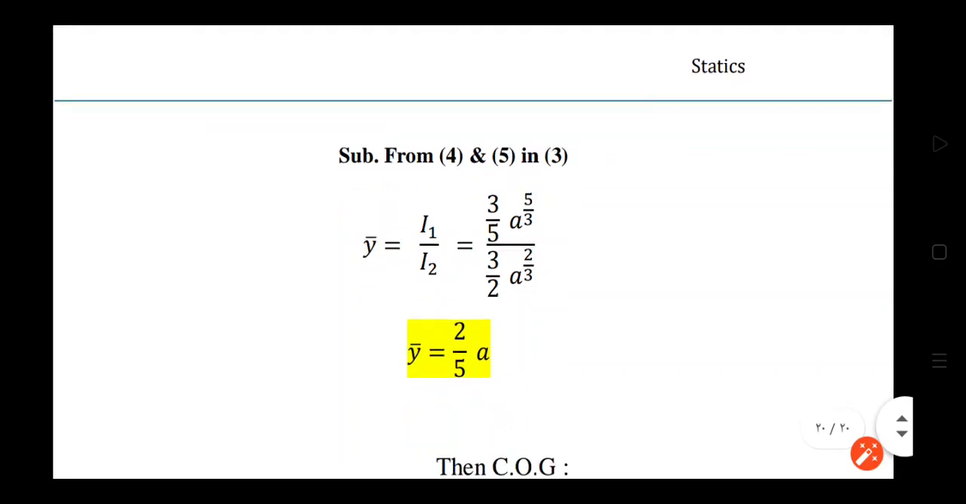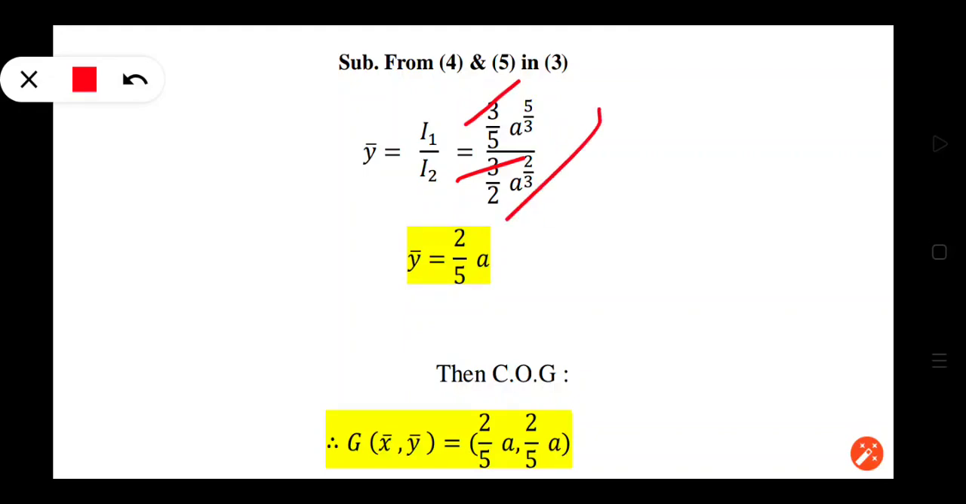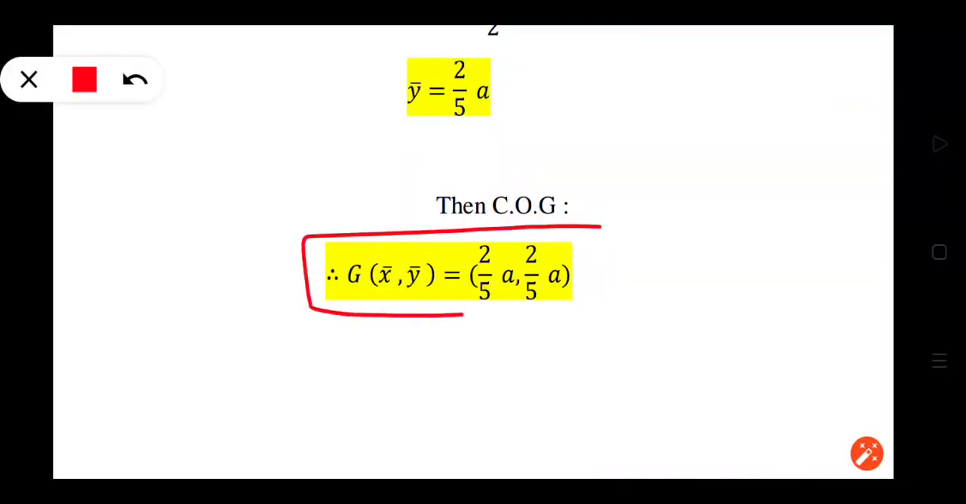We put from 4 and 5 in 3, I1 over I2. We can find y bar, cancel 3 by 3, and it will be 2 over 5 a. So the COG, center of gravity, for an astroid curve is equal to 2 over 5 a and 2 over 5 a. That's all for today.